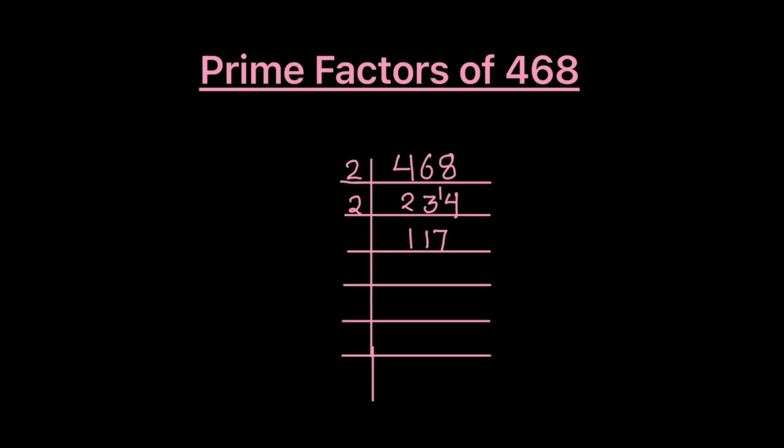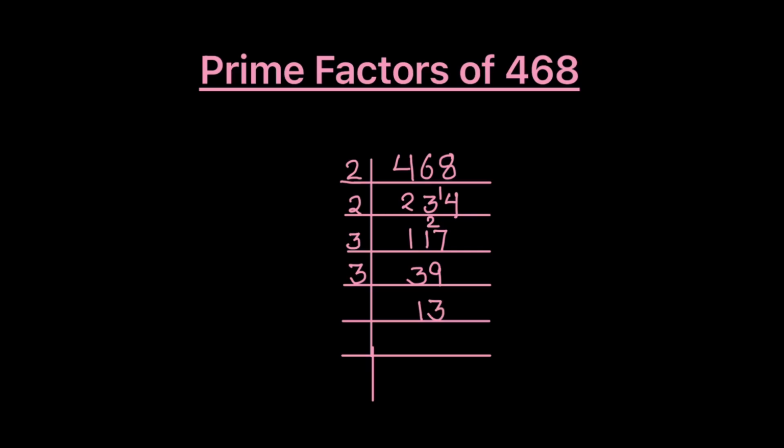Now 117 is not fully divisible by 2, so let's use 3 to divide the number. 3 times 3 is 9, 2 is remainder. This becomes 27, 3 times 9 is 27. 3 times 1 is 3, 3 times 3 is 9.